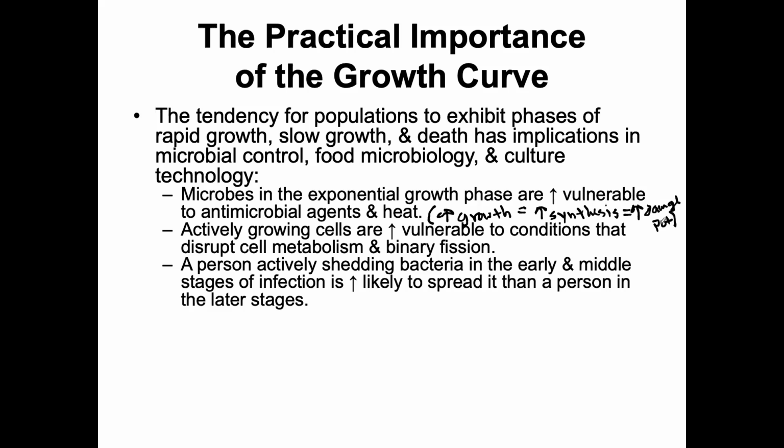Actively growing cells are more vulnerable to conditions that disrupt cell metabolism and binary fission. A person actively shedding bacteria in early and middle stages of an infection is more likely to spread it than a person in the later stages.